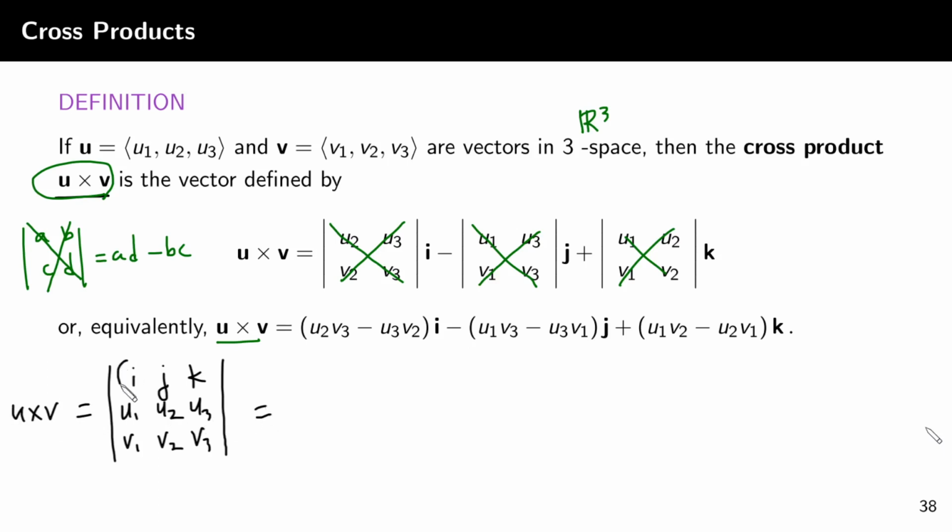So let's take, for example, i. So if you notice, kung tatanggalin nyo sa array na to yung row and column containing i, ito yung matitira. And do you notice what this is? Itong 2x2 array na to, it's exactly this. u2 times v3 minus u3 times v2, and then i-multiply natin siya sa i.